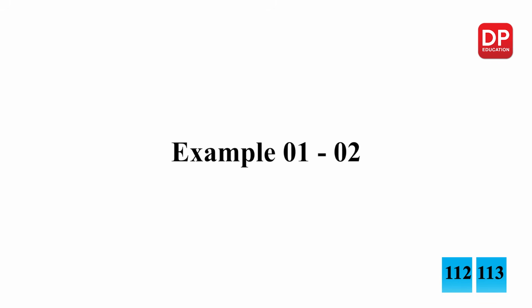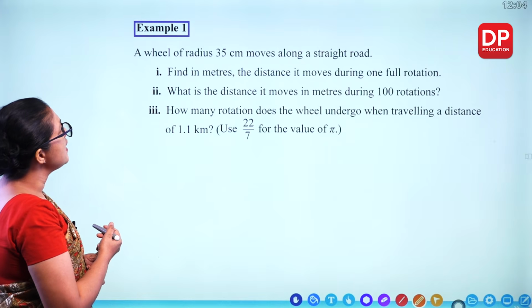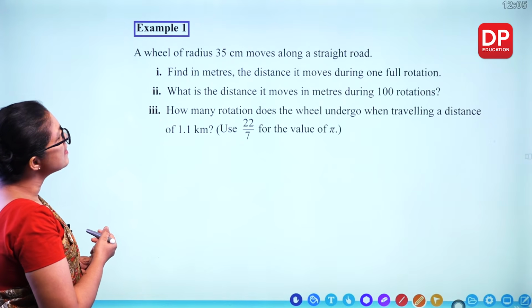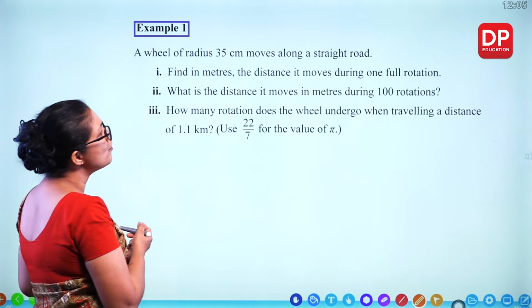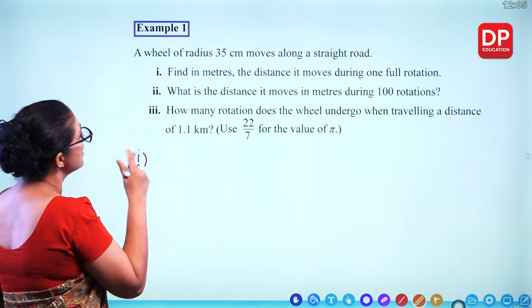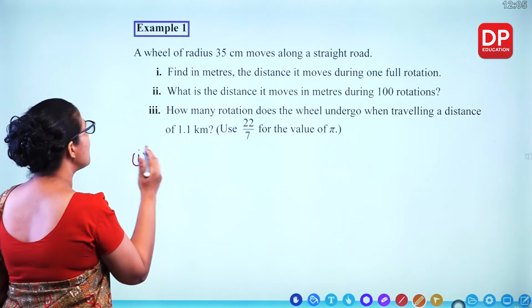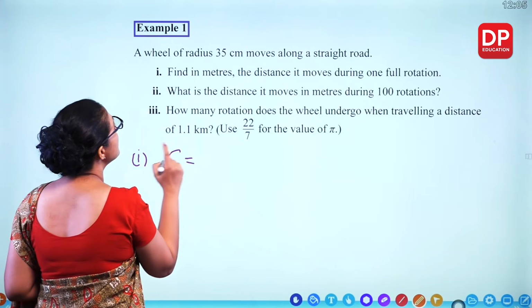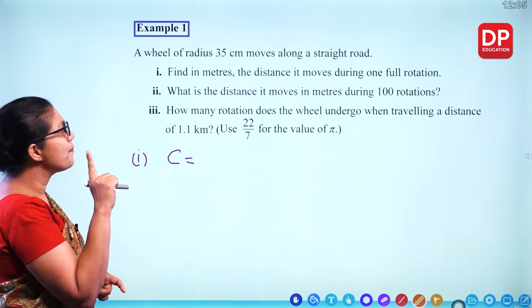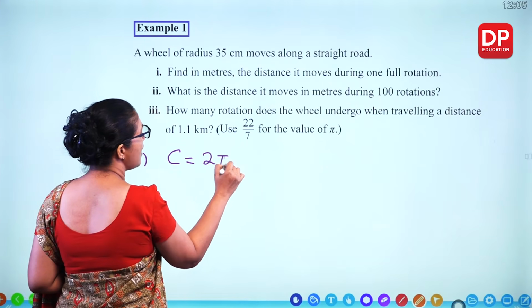Example number 1. A wheel of radius 35 centimeters moves along a straight road. Find in meters the distance it moves during one full rotation. So that means the circumference. You are asked to find in meters. First we'll find out the circumference. What's the suitable formula? Radius is 35. So 2 pi r.